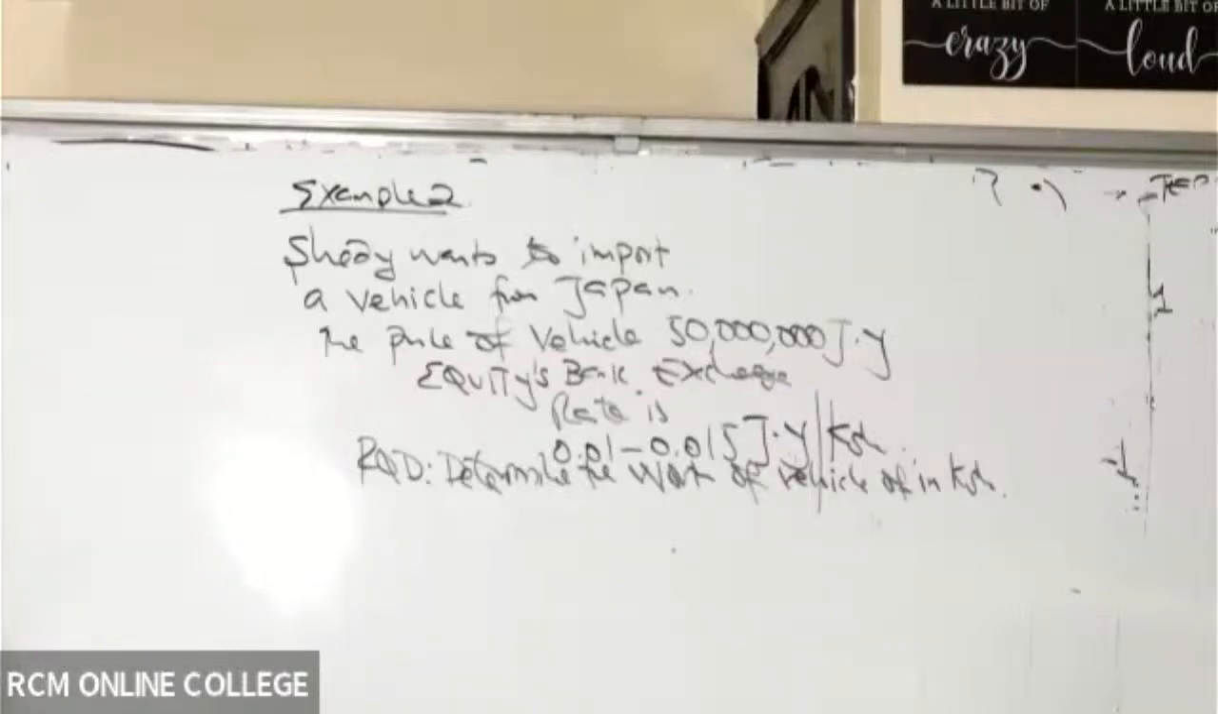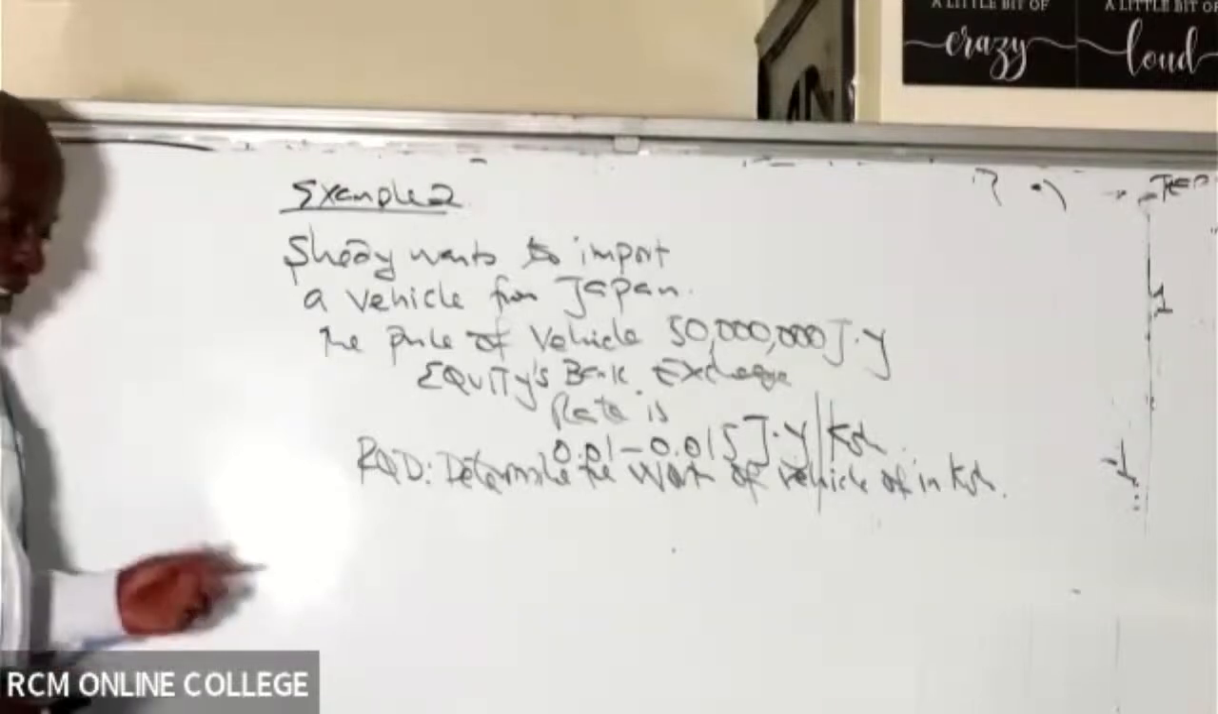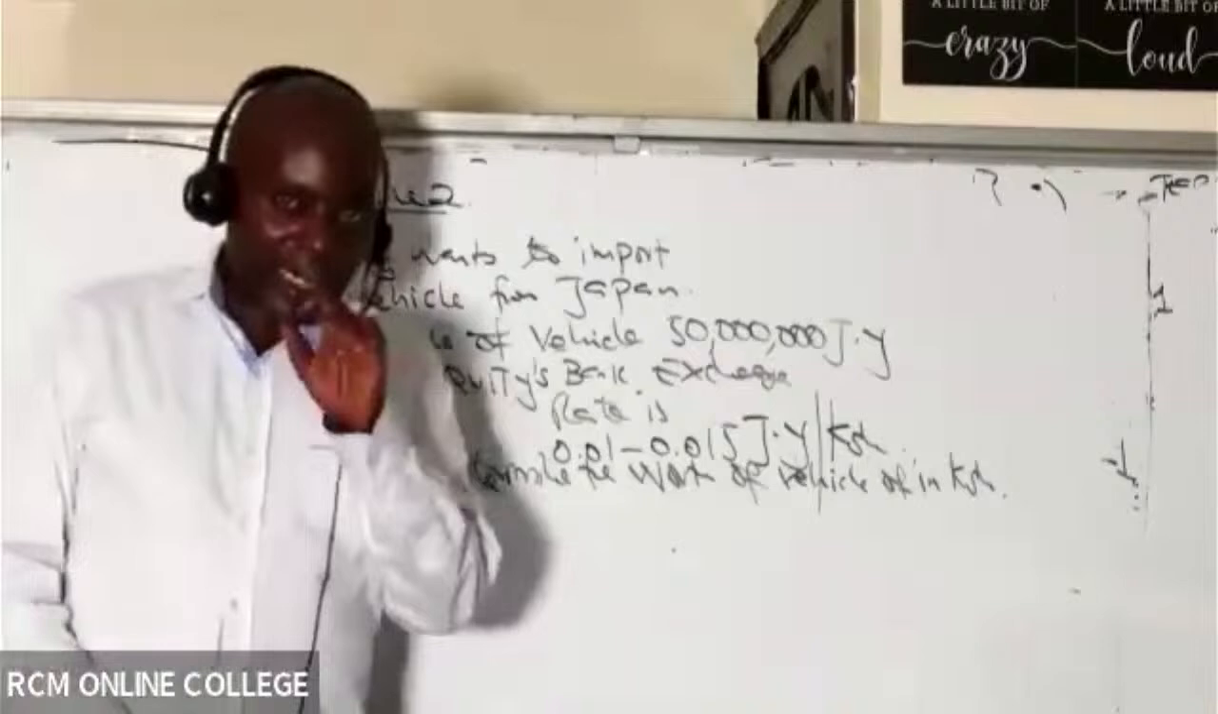We shall overcome. So Shedi wants to import a vehicle from Japan. The price of the vehicle is 50 million Japanese yen. Then we have, of course, ladies and gentlemen, listen. Shedi, I'm using Shedi because Shedi is a classmate here.